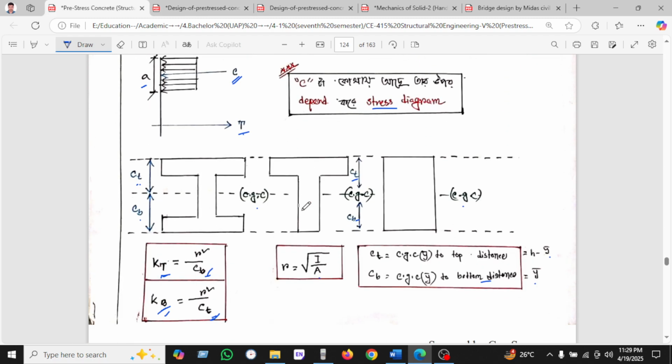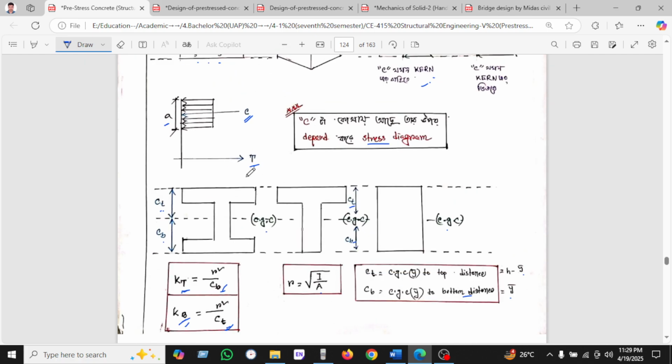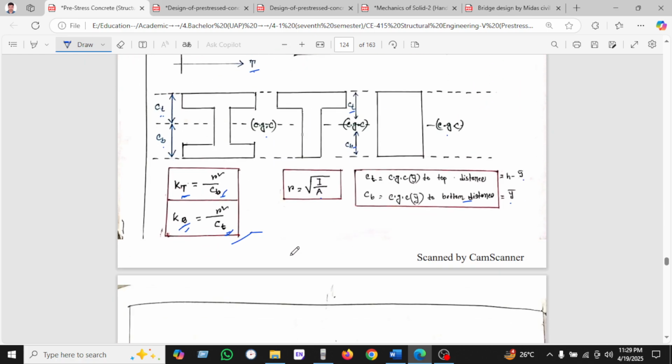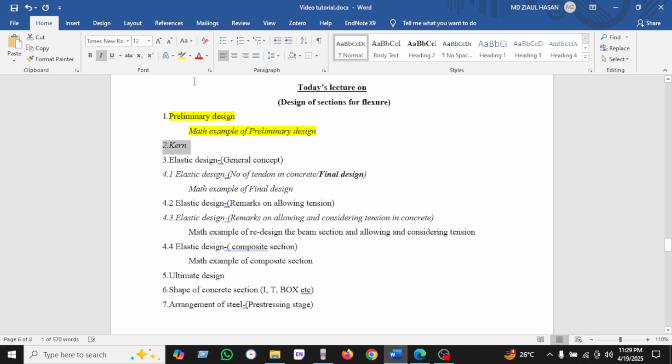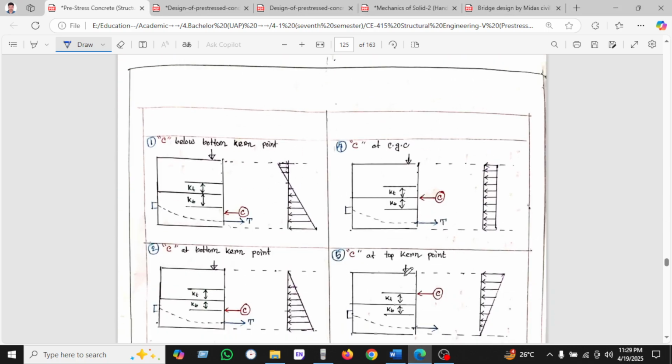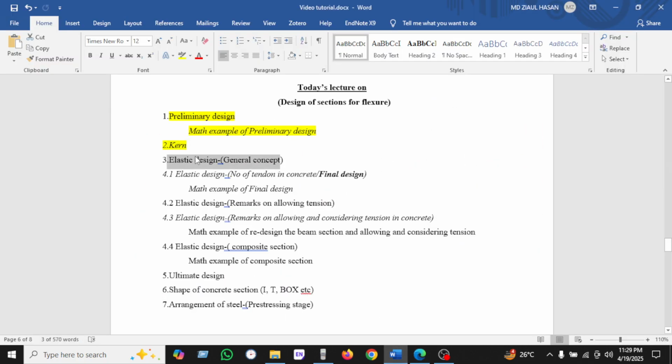Okay, I think you have gained some knowledge on the kern. This is the kern. So it is completed. So let's see the elastic design general concept and elastic design, no tension in concrete or final design. Okay. Sorry, there is another theory of the kern.